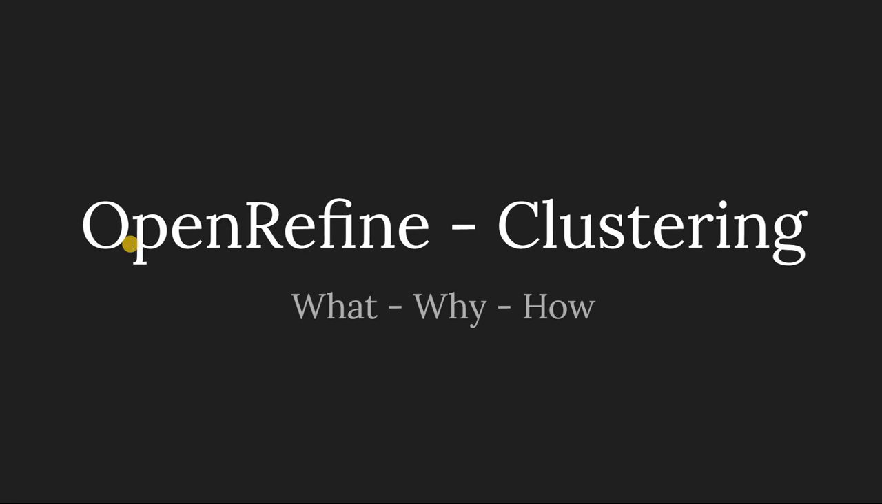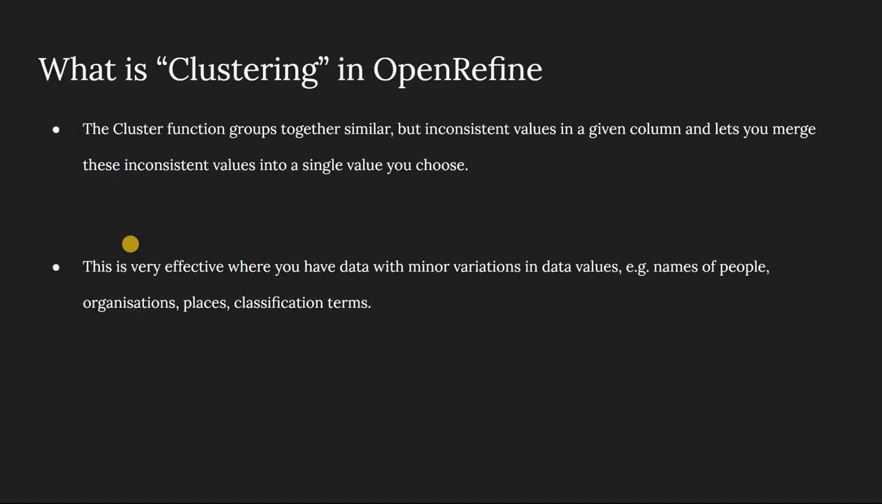I'll be talking about OpenRefine's clustering methods. First, let's discuss clustering. What is clustering in OpenRefine? The cluster function groups together similar but inconsistent values in a given column and lets you merge these inconsistent values into a single value you choose.